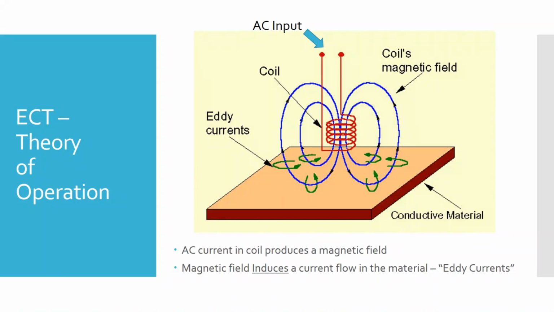Right? And so at the points where that field is going into or intersecting the metal part, it's going to cause very small currents to flow through the part, little circular currents called eddy currents. And those are shown here in red. So the magnetic field induces a current flow in the material. These are eddy currents.